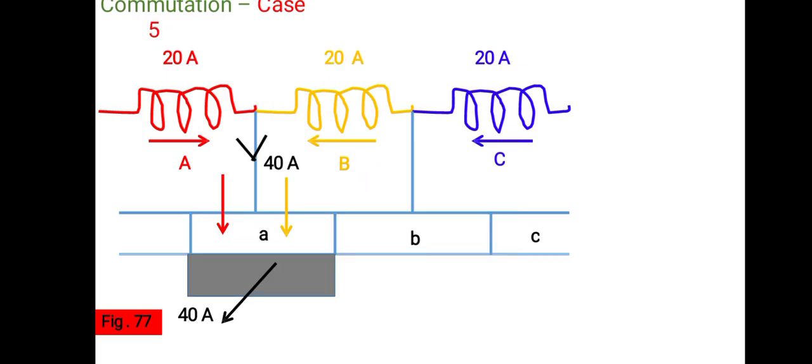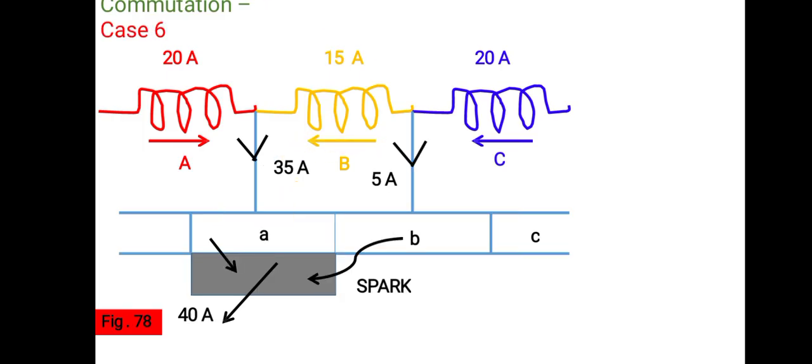So when the full brush has moved from the B segment to the A segment, the total 20 amps which was initially there in the yellow winding is reversed. So this is called commutation.